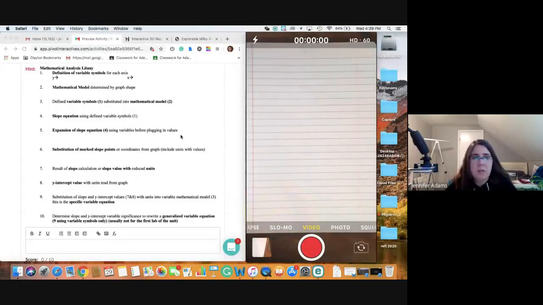Hey guys, I just wanted to give you some quick tips and hints about completing the mathematical analysis. Hopefully you are able to follow the steps using the hint to write down your steps 1 through 4. Once you get to step number 5, expansion of your slope equation before plugging in values, you can combine steps 5 and 6.